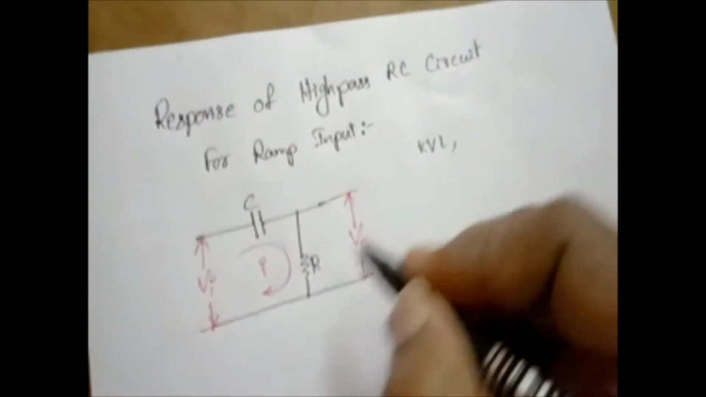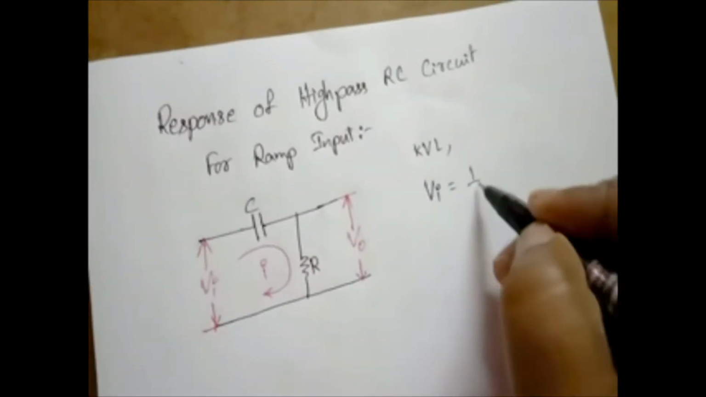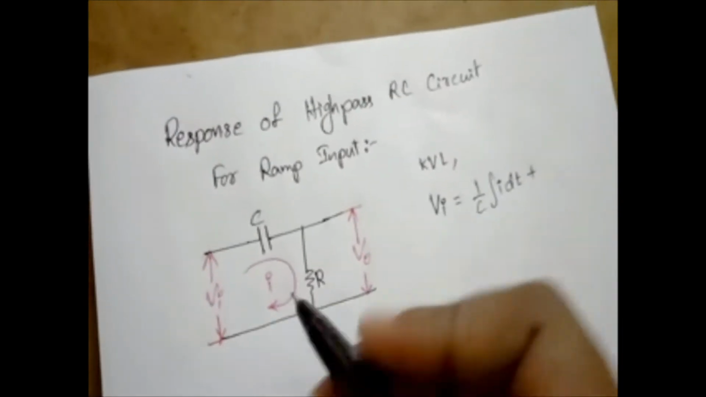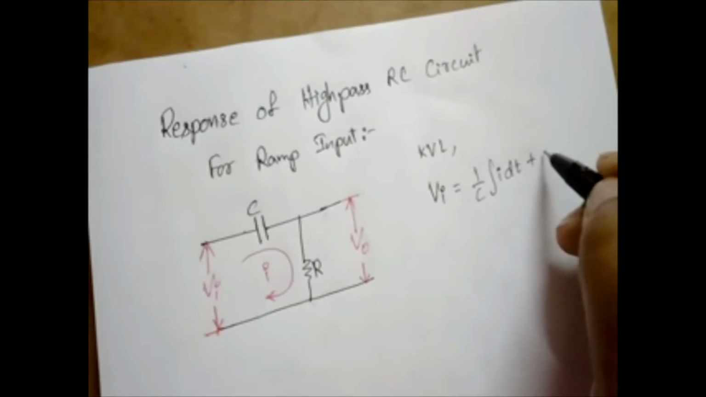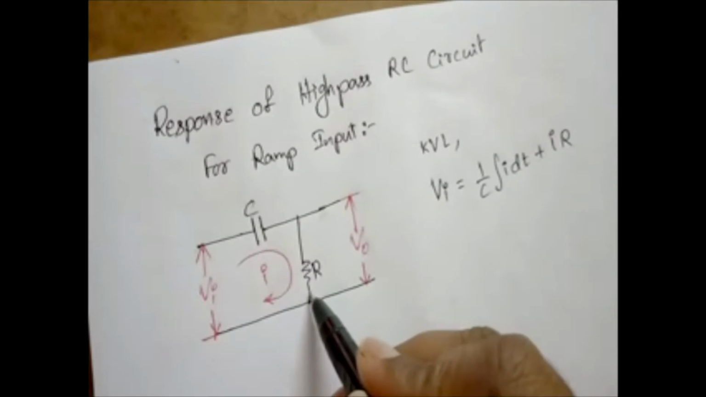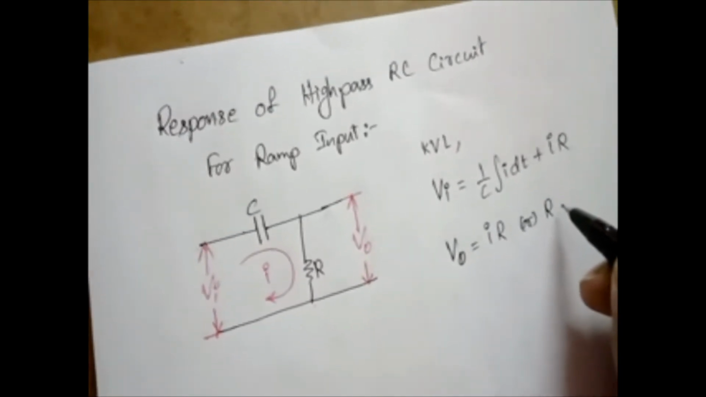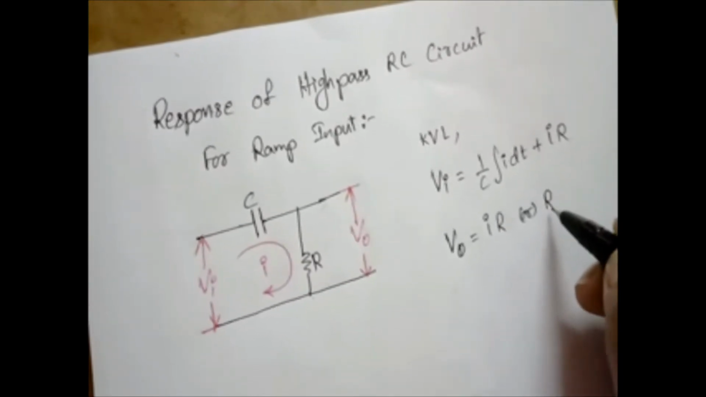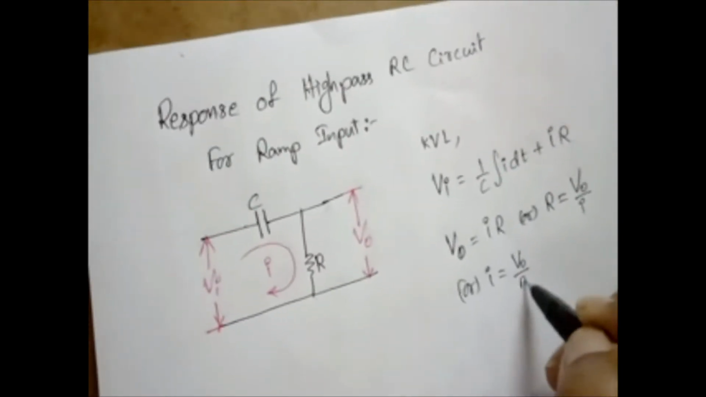By applying KVL at the input, we get Vi is equal to, what is the voltage across the capacitor? 1 by C integral I dt, plus the voltage across the resistor, VR, that is nothing but I into R. But we know that the output voltage is measured across the resistor, therefore V0 is given by IR, or R is equal to V0 by I, or I is equal to V0 by R.